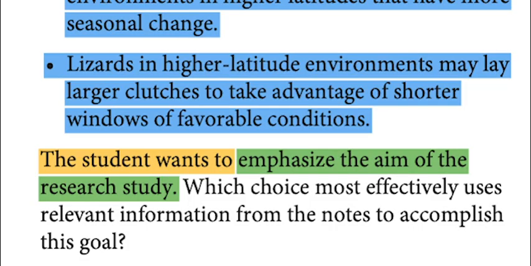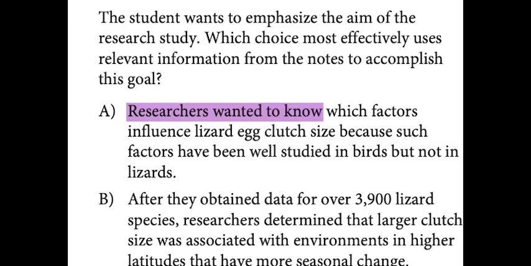Look, the prompt tells us to emphasize the aim of the research study as opposed to the methodology or the findings of the study. So we're going to hunt for keywords in the answer choices that relate to what the researchers were trying to find out before the study happened. Just look at these first few words of each answer choice. A, researchers wanted to know, boom, that's exactly what we're looking for.